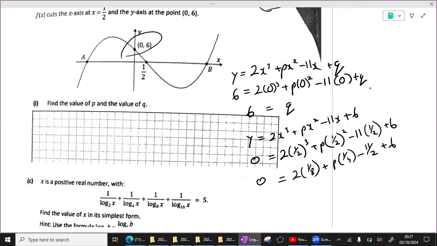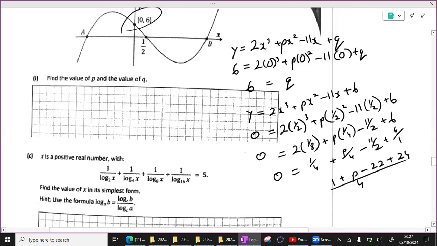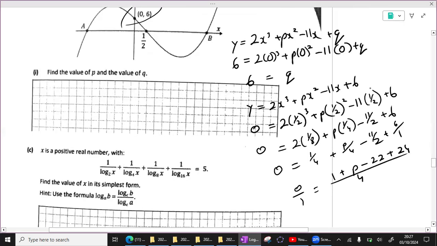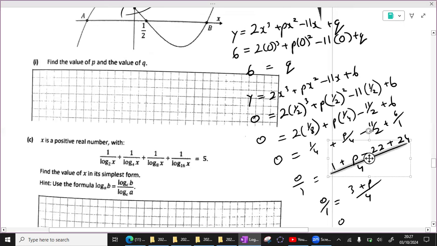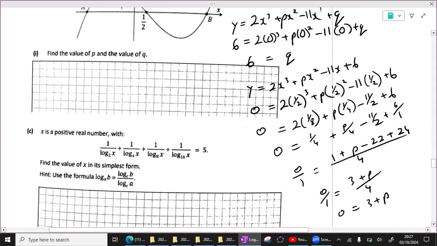So if you tidy all of that up, that's going to be a quarter, 2/8. That's going to be p over 4. This is 11 over 2, and this is technically 6 over 1. So if my common denominator is 4, that's 1 plus p minus 22 plus 24, and then that's 0 over 1. So I have 1 and 2, that's 3. So it's 3 plus p over 4 is equal to 0 over 1. And if I cross multiply, I get 0 is equal to 3 plus p. So p is minus 3. Okay, and that's it. And I gave 10 marks for that one.